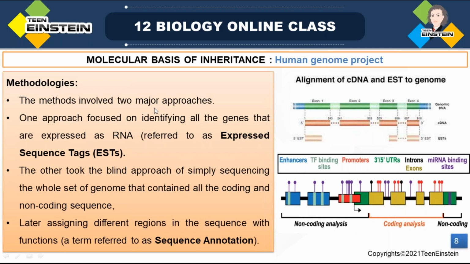So two major approaches are involved. One approach focused on identifying all the genes which are expressed as RNA, and it is called expressed sequence tag. The second method is a blind approach of simply sequencing the whole genome, which contains all the coding and non-coding sequences, and later assigning different regions in the sequence with functions. This is called sequence annotation. So the two methods are EST, expressed sequence tag, and sequence annotation.